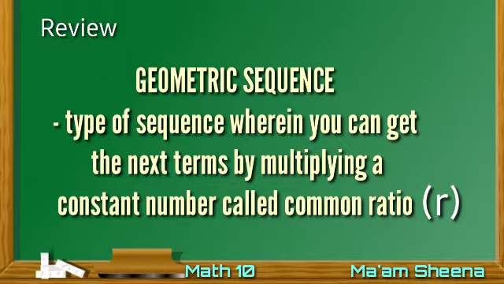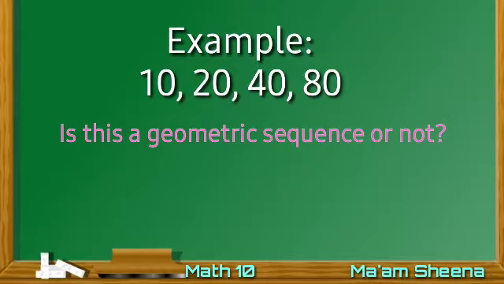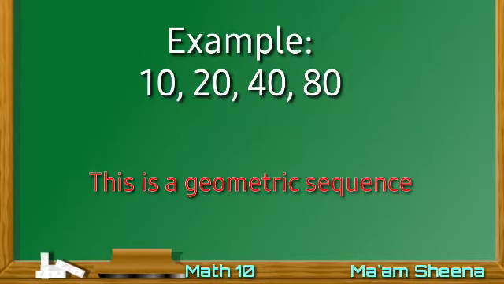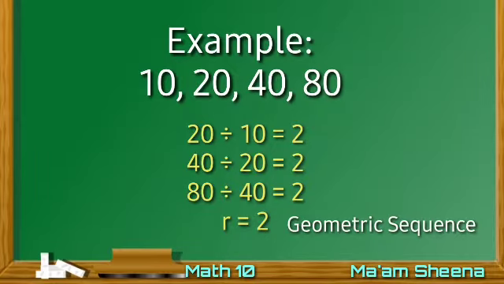Now, I want you to consider this example on the board. We have the numbers 10, 20, 40, and 80. My question number 1: is this a geometric sequence or not? Yes, it's a geometric sequence. And why is your answer geometric sequence? We have the common ratio, which is how much? 20 divided by 10 gives you 2. 40 divided by 20, still 2. 80 divided by 40, still 2. So therefore, our common ratio is equal to 2. That's why it is a geometric sequence.